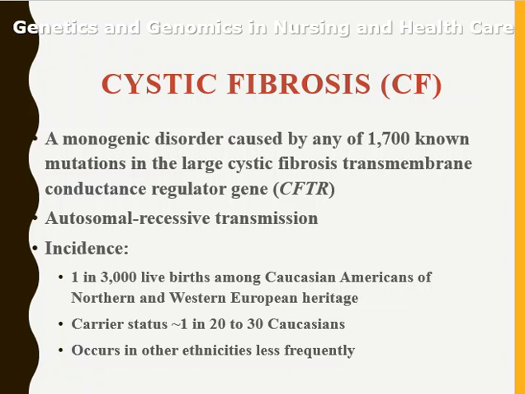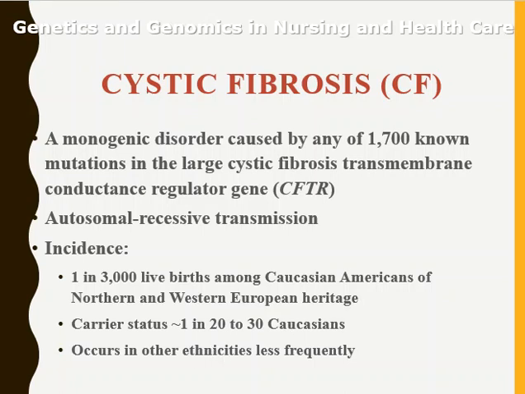Okay, so moving on to cystic fibrosis, another monogenic disorder caused by any of 1,700 known mutations in the large cystic fibrosis transmembrane conductance regulator gene. That's a mouthful, but I'll refer to it as CFTR. It is autosomal recessive. The incidence is 1 in 3,000 live births, and it occurs primarily among Caucasian Americans of Northern and Western European heritage. Carrier status is about 1 in 20 to 1 in 30 Caucasians. It occurs in other ethnicities much less frequently.